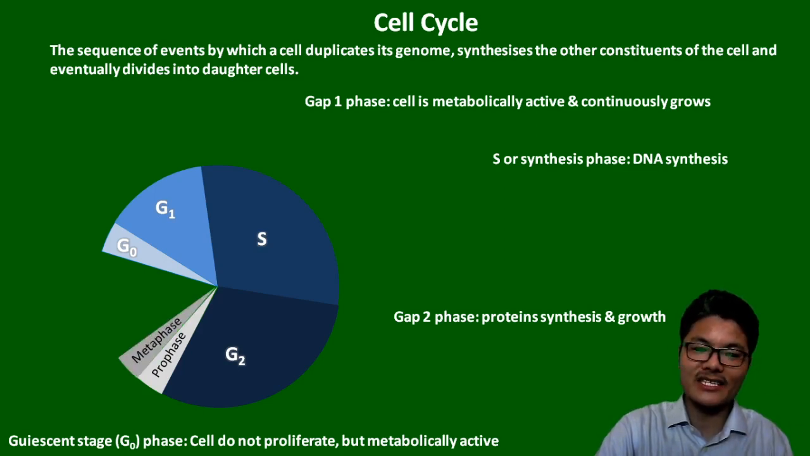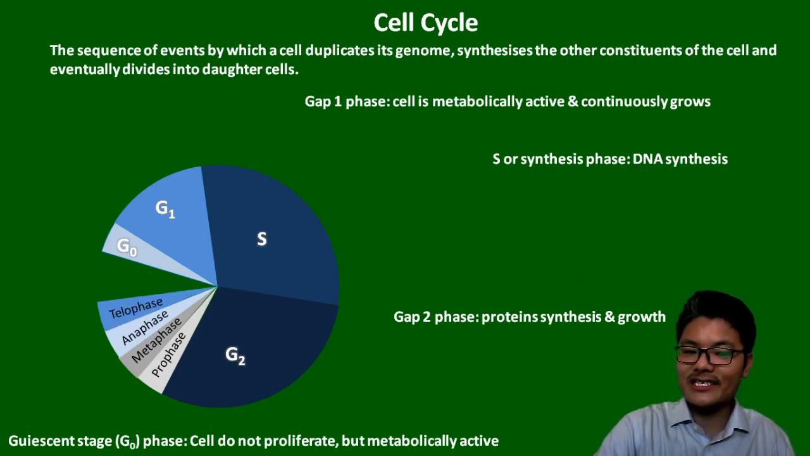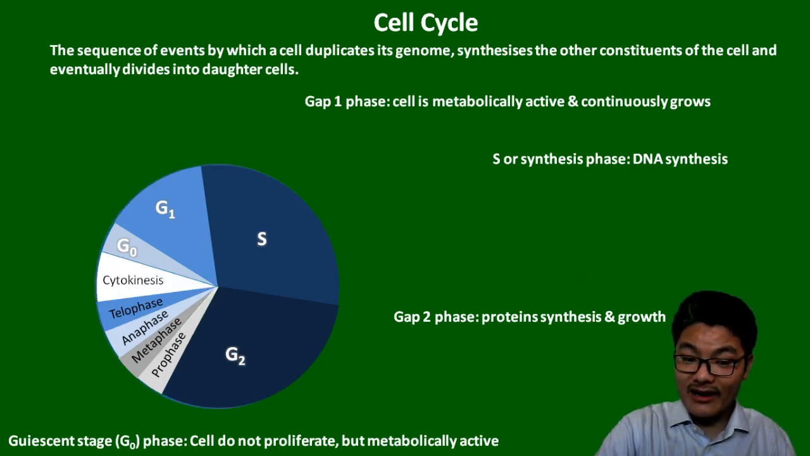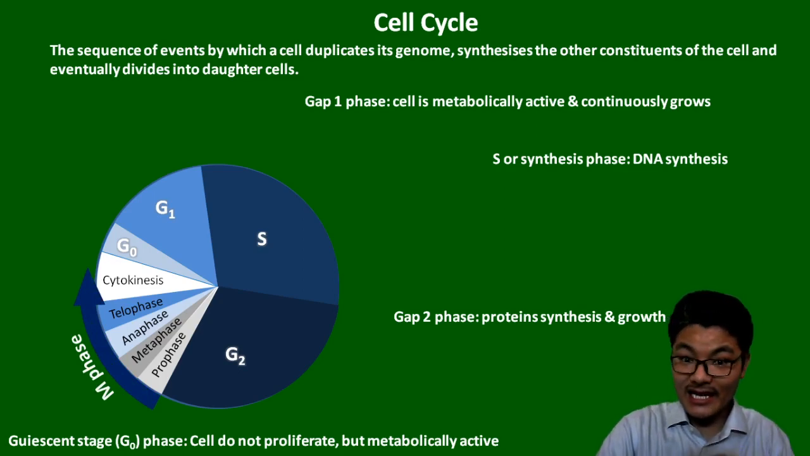Then we have metaphase. Meta refers to middle. We have anaphase. Ana refers to opposite. So usually the chromosomes move to opposite poles of the cell. And then telophase. And these are followed by cytokinesis. Cyto refers to cell, kinesis refers to cell division. So we have the M phase, during which the actual cell division occurs. M refers to mitosis, so mitotic phase. M also refers to meiosis, meiotic phase.